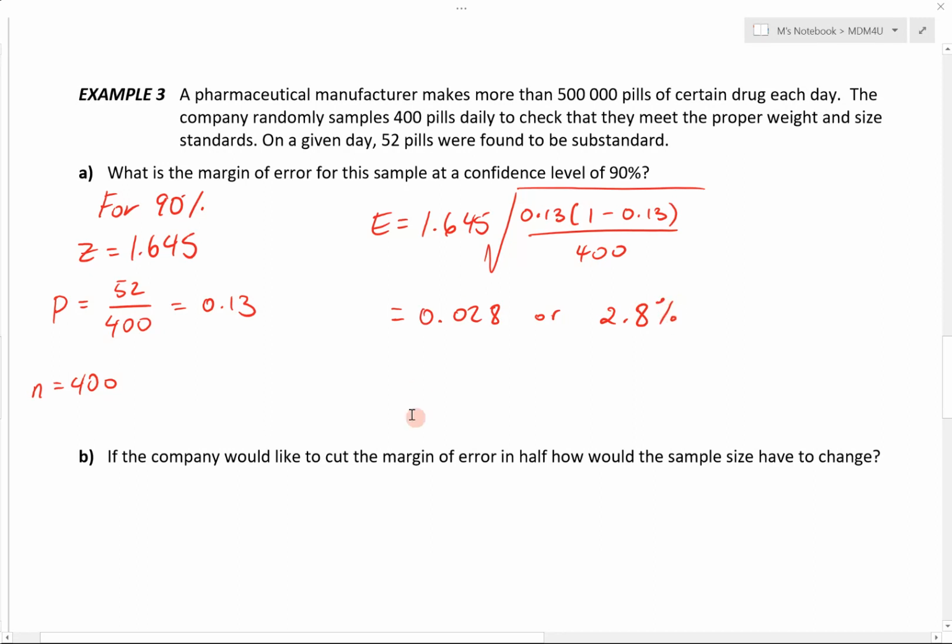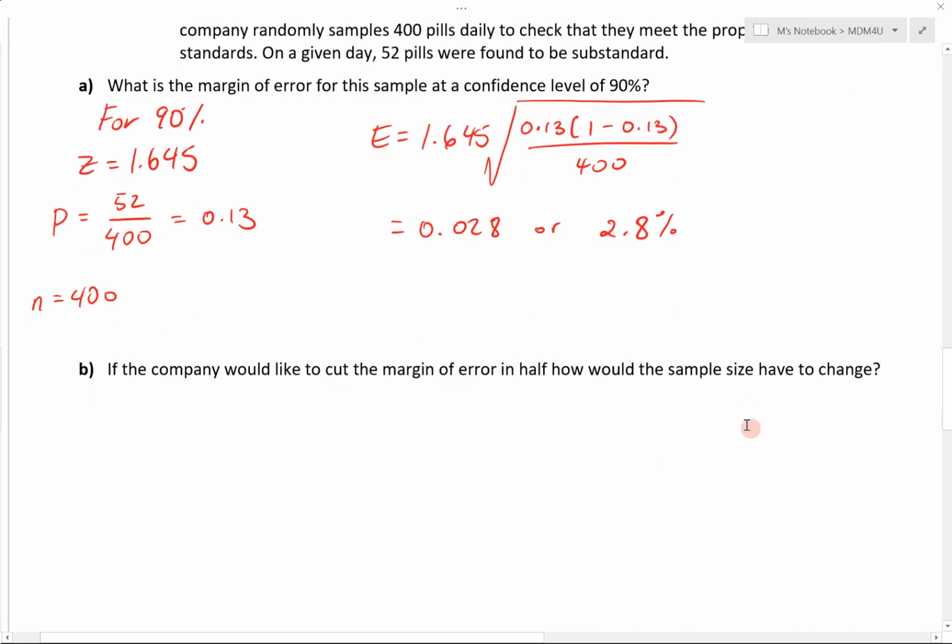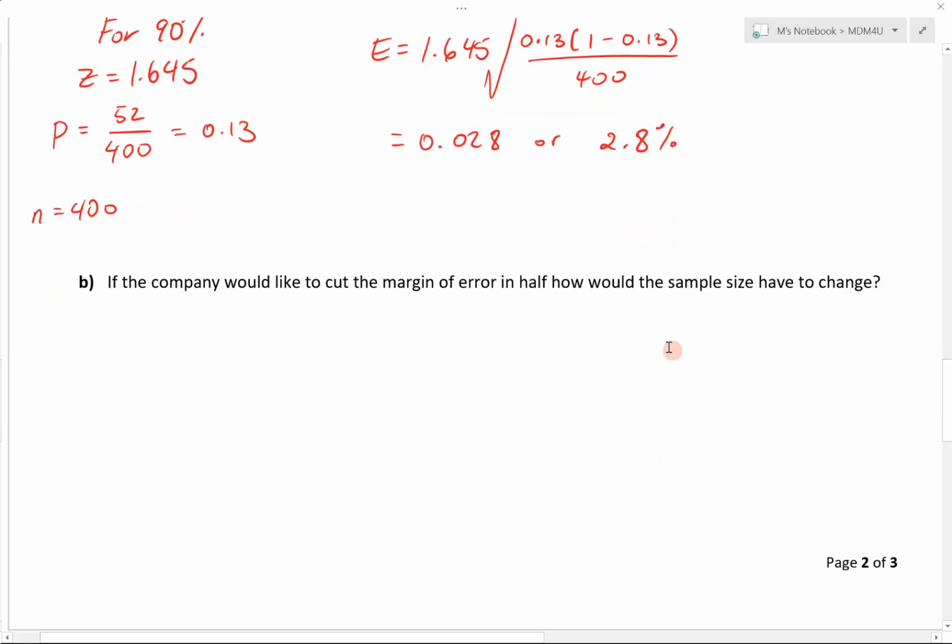If the company would like to cut the margin of error in half, how would the sample size have to change? So this goes into that idea from the beginning. If you want to reduce your margin of error, you have to increase your sample size. How do I know this for sure? Let's look at the formula. What happens?